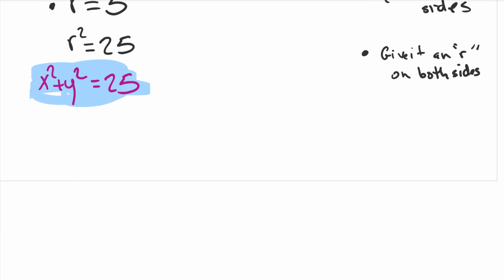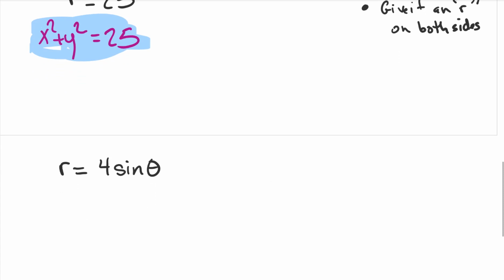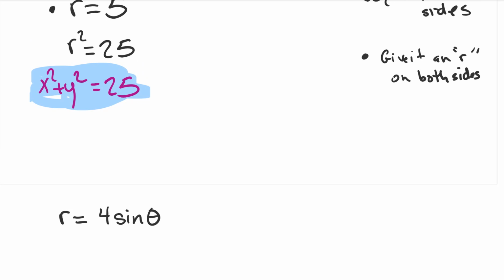Let's go to this one. Let's start getting weird. Let's say r is equal to 4 times sine of theta. Now this is one of my favorite ones. So we got a choice. We can either square both sides, or we can give it an r on both sides. More often than not, you're just going to give it an r on both sides. Because all I see is a sine theta, and we have no conversions for sine of theta. But r sine of theta, that's equal to y. And r cosine of theta, that's equal to x.